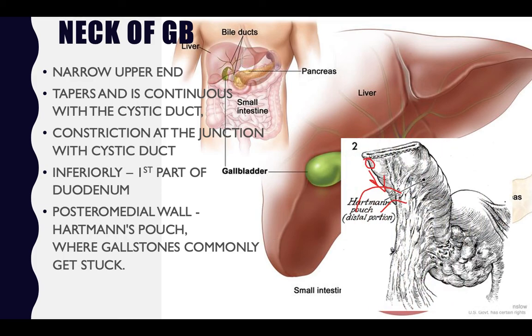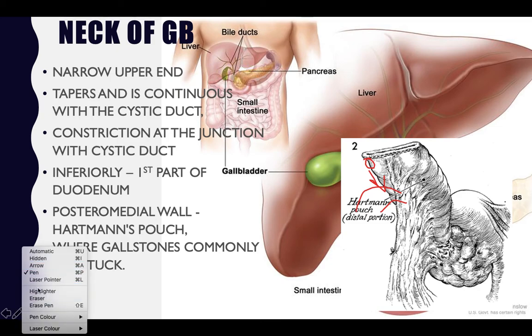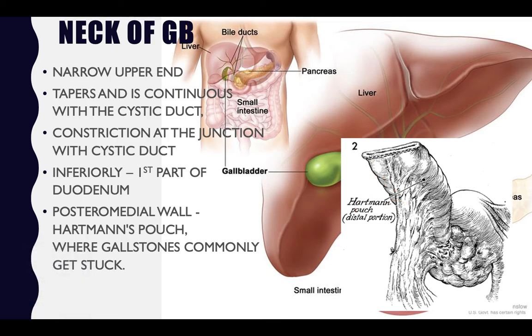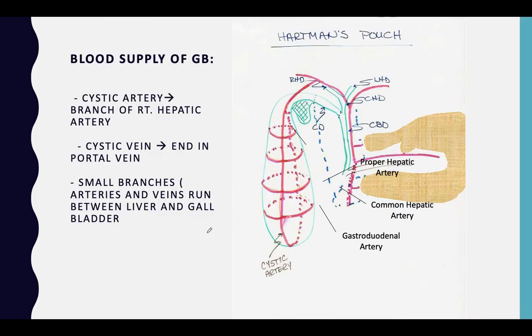Here you can see, let me remove this. This is the cystic duct which is coming out to join the bile duct here. This elongated part is the Hartmann's pouch. Here in this picture, this is the Hartmann's pouch.